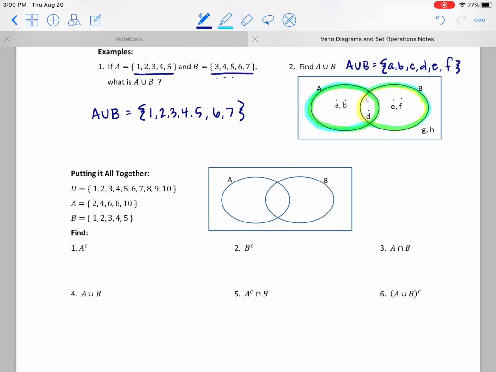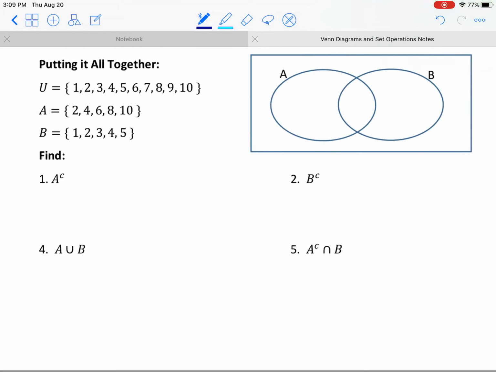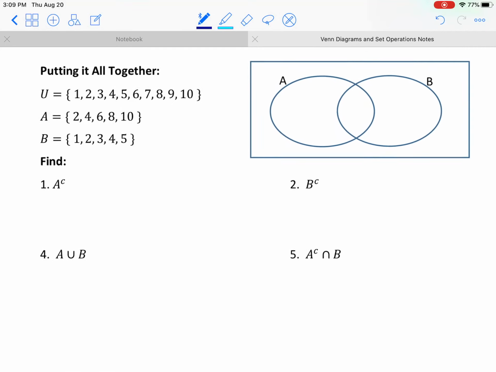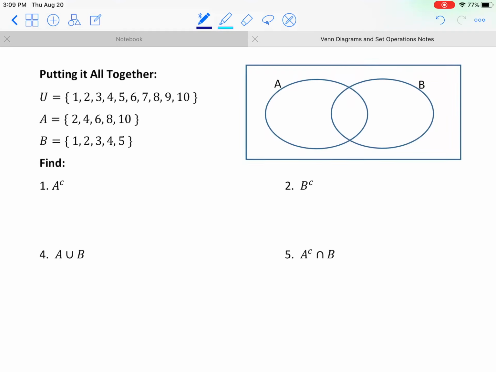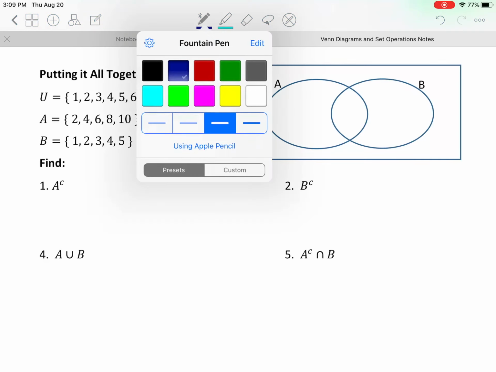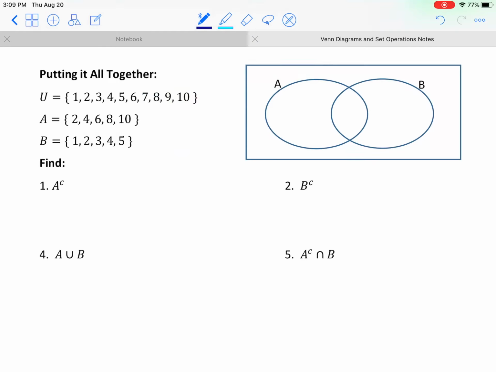Now we're going to try to make a Venn diagram given some sets and then perform each of these operations one more time. So putting it all together here. Let's try to make a Venn diagram for the universal set that includes the numbers 1 through 10. Set A has the evens 2, 4, 6, and 8. Set B has the numbers 1 through 5. So just as a rule, and we'll get more practice with this later, when you're creating a Venn diagram for some sets, you want to start in the middle of the picture. Okay, I want to try to fill in this region first.